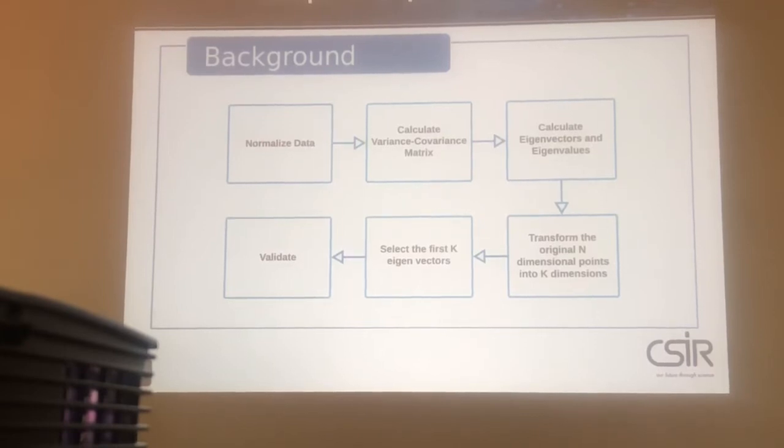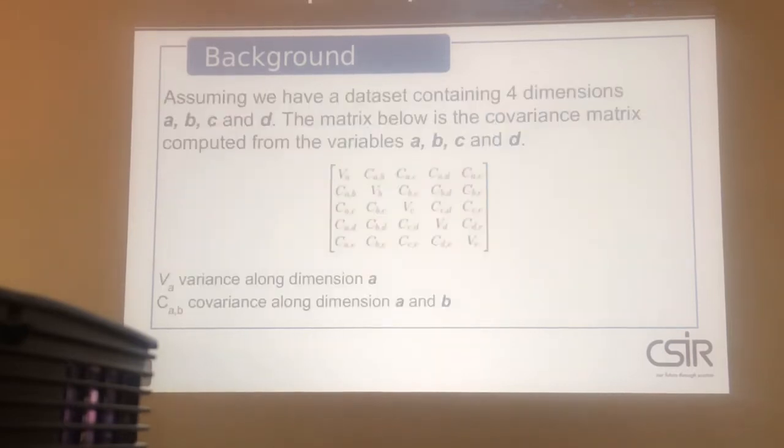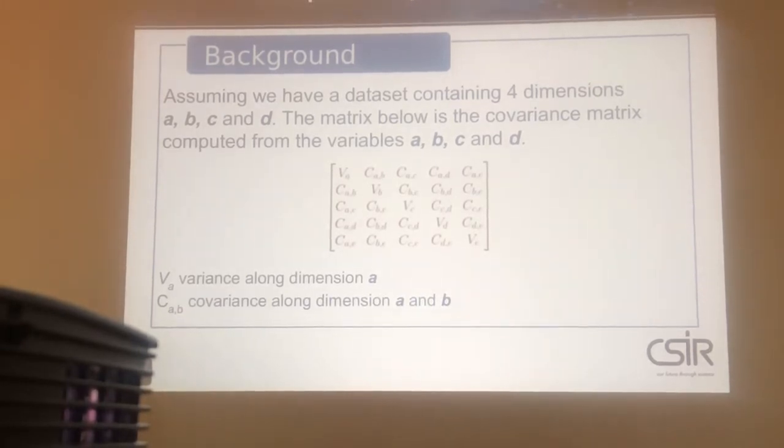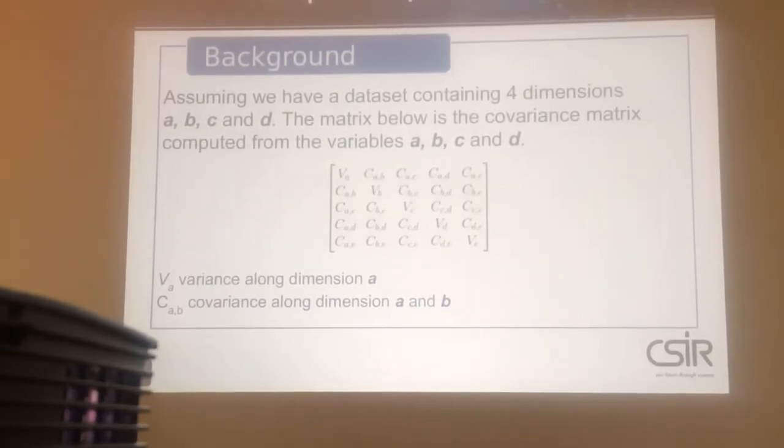So, covariance matrix. All you're doing here is taking all your variables and working out the variance of those variables and the covariance of that variable with every other variable in your data set. So if we have a data set with A, B, C, and D, that's what your covariance matrix would look like. Across the main diagonal, you can see the variances, and on the sides of that, you can see all the covariances, okay?